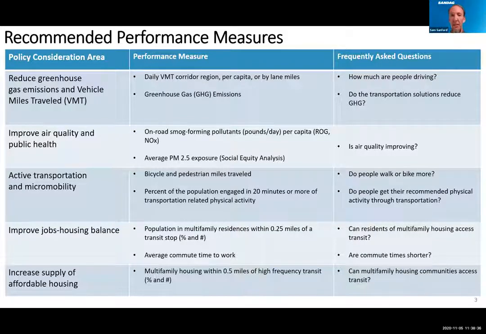Last policy area on this slide is the increase supply of affordable housing. Again, a tough one to model. So what we came up with was multifamily housing within a half mile of high frequency transit. So this is essentially looking at, can multifamily housing communities access transit?